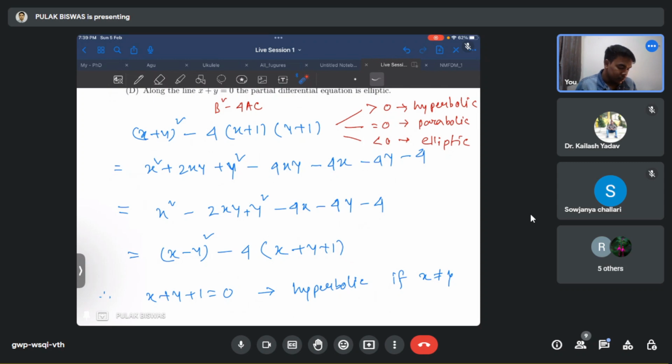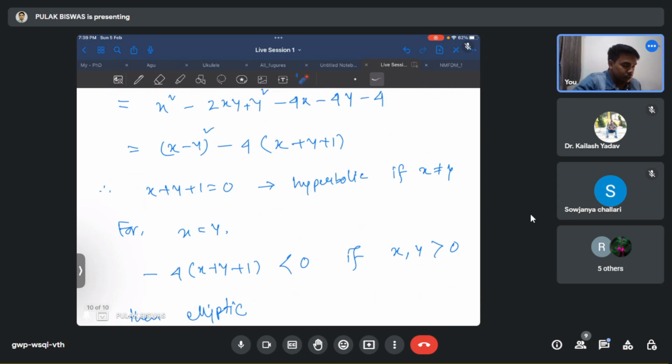The other may be this one is itself 0, like x equal to y. Then what is coming? Then this is less than or equal to 0. x and y are the same, but the condition is that these are positive. Then it is coming less than 0, so then it will become elliptic. Other cases may also happen, like both are same but negative. Then again this is becoming positive.